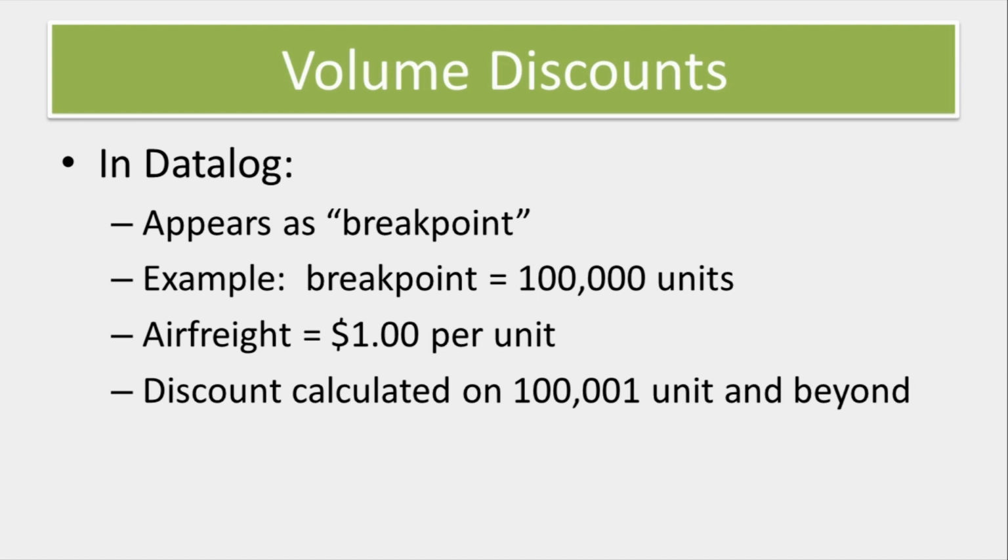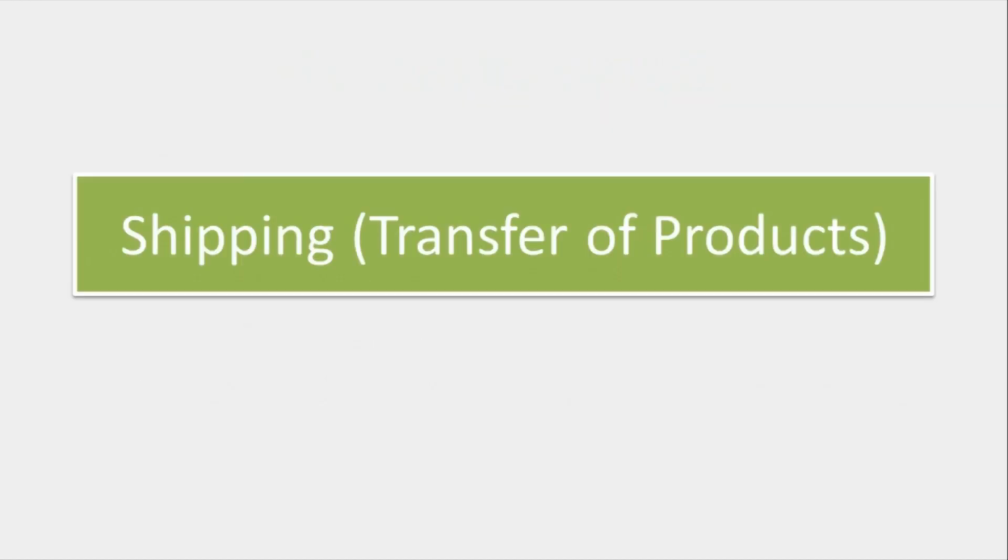So on the 100,001st unit, you will receive that discount and every subsequent unit after that. So the first 100,000 will be at $1 per unit, and then the subsequent items will be at that volume discount. Okay, so that's how we ship products in the Intopia simulation.